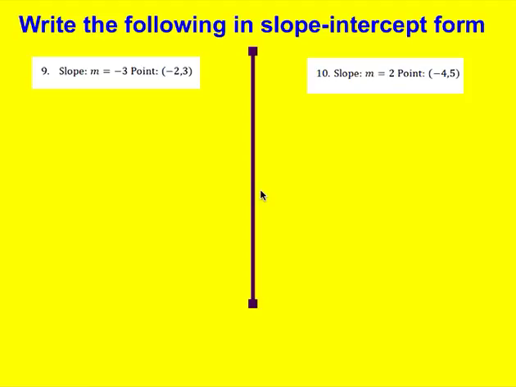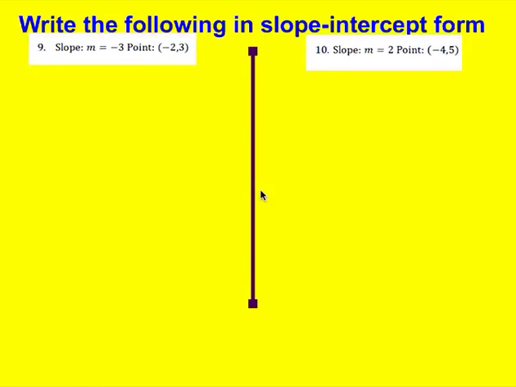So now for number 9, we're going to do a little bit of extra work. We want to write things in slope-intercept form, and here's why this becomes so important. In order for us to be able to graph things, it has to be in point-slope form.